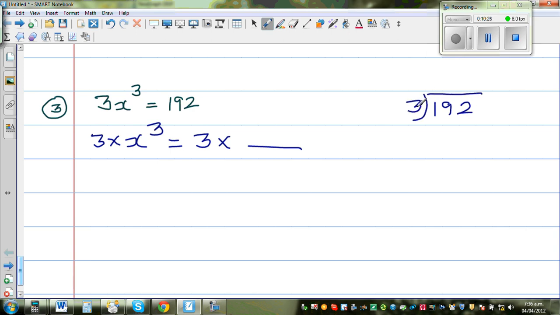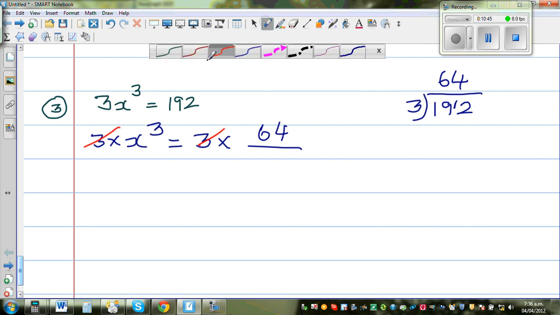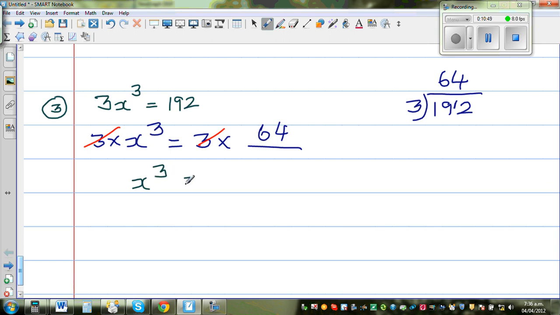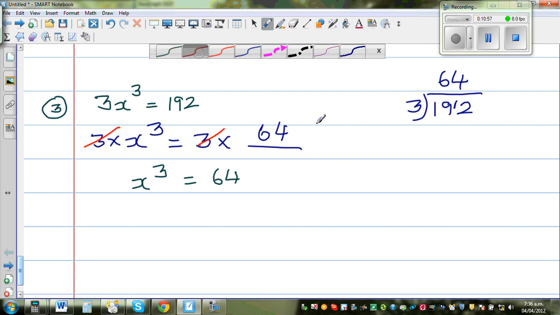So 3 goes in 19 how many times? 3 goes in 19 6 times, and the remainder is 1, so 3 goes in 12 4 times. So it is 3 times 64. I hope you can see the pattern here. 3 and 3 get cancelled. So here you've got x cubed is equal to 64. I want to write 64 as a power of 3. So I have to do the prime factorization. So let us factorize 64.